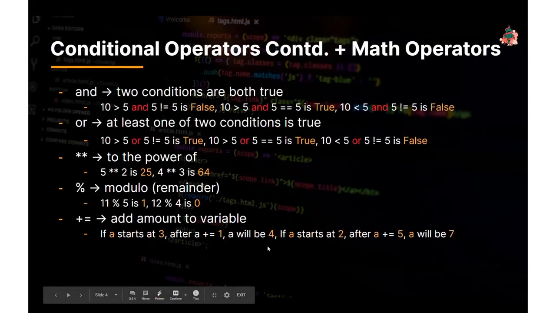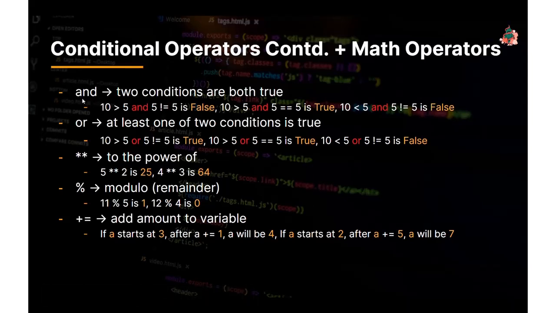Additionally, there's a couple more conditional operators. The first one is and. These and, or are 2 conditional operators which combine 2 booleans together. You'd usually combine it with 2 conditional operators. So and means that 2 conditions must be true for the whole statement to result in true.